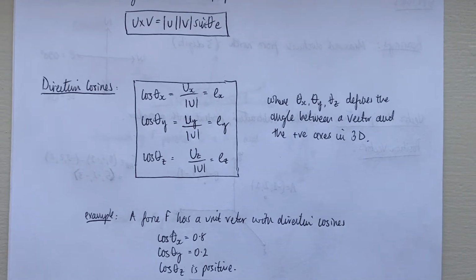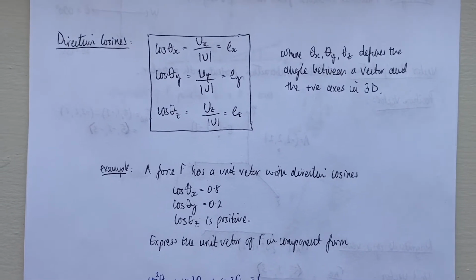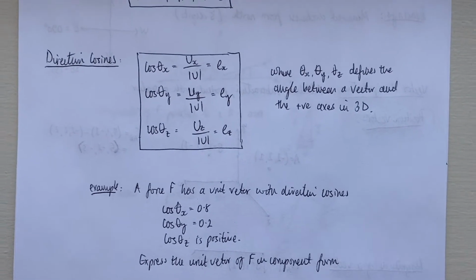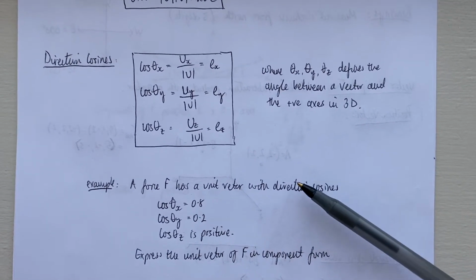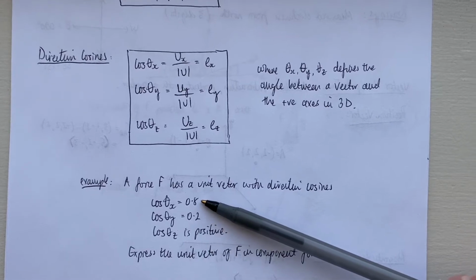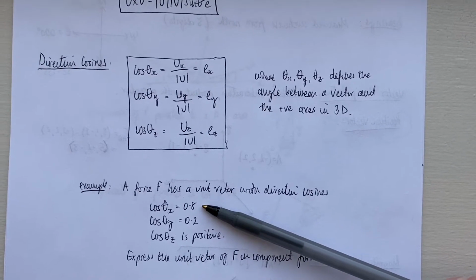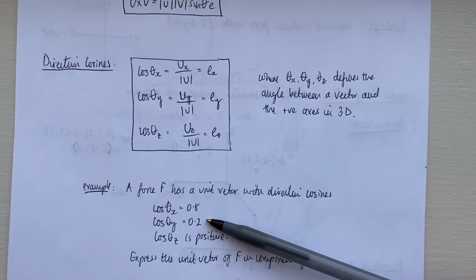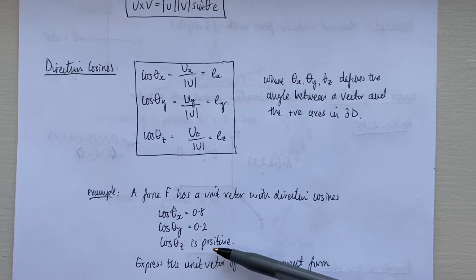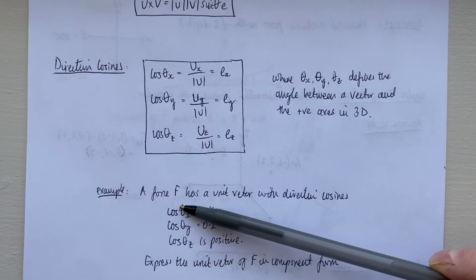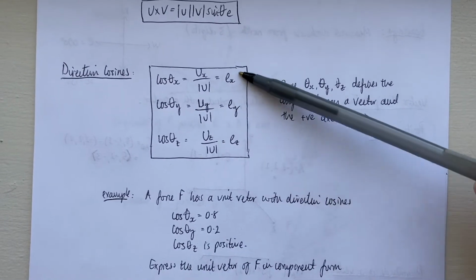So to explain that, I've done just a quick example here. So let's say we have a force vector with a unit vector which has these direction cosines. Cosine theta x is 0.8, cosine theta y is 0.2, and cosine theta z is positive. So this is already telling us something about the unit vector, look, right?